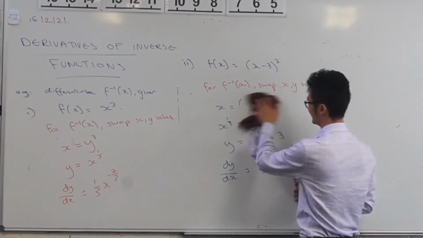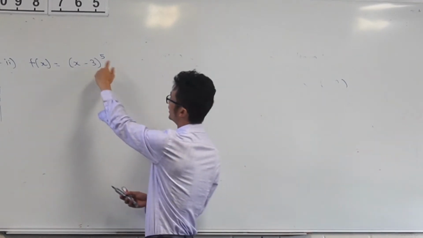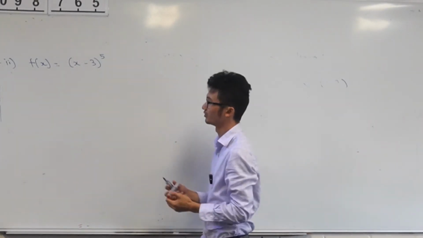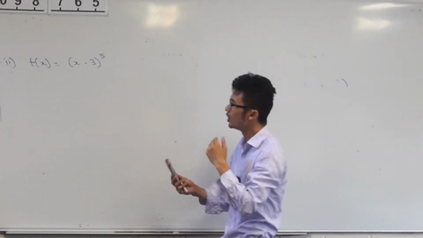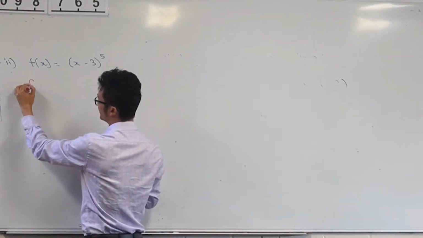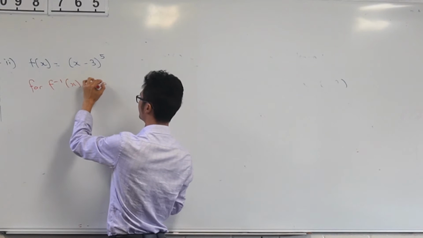So here's another example, slightly different one now. I've got a 5 to the power. Just keeping in mind, when you've got an odd power there, it actually works out quite nicely when you find the inverse, because you don't have to worry about those positive and negative cases. But same idea, for the inverse, we're going to swap x, y values, right?